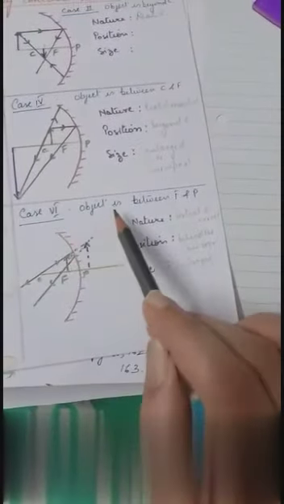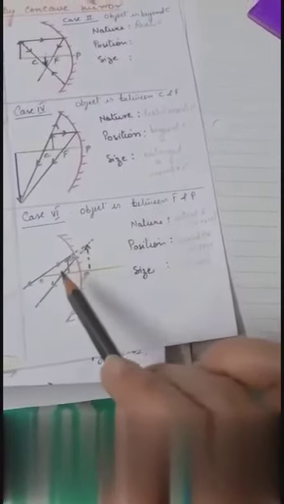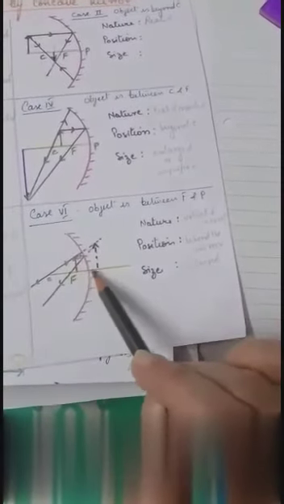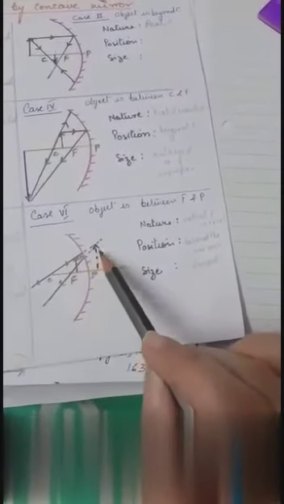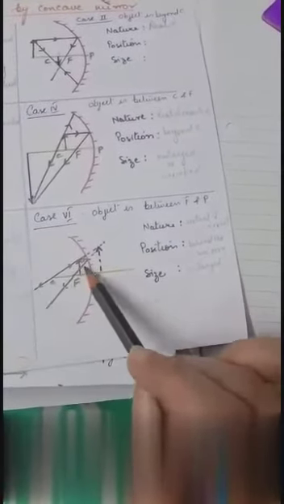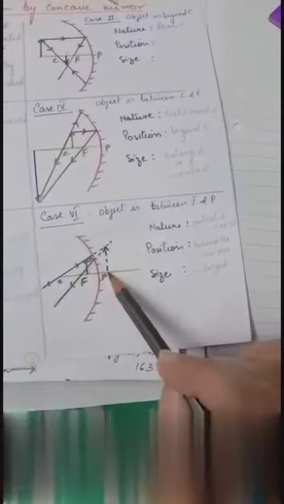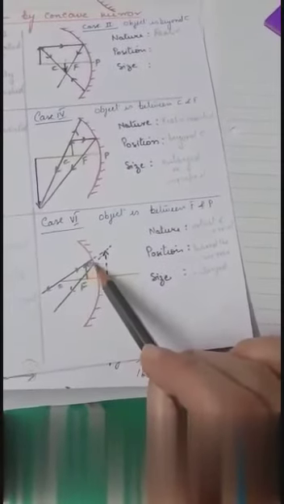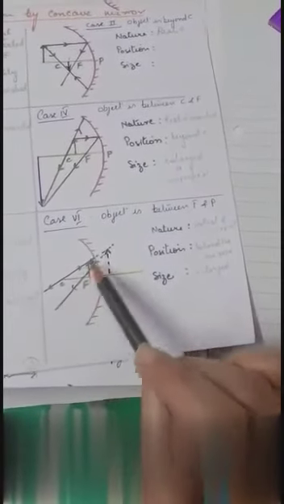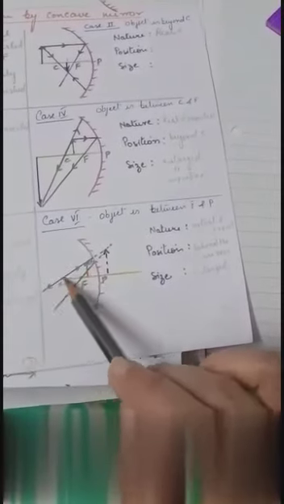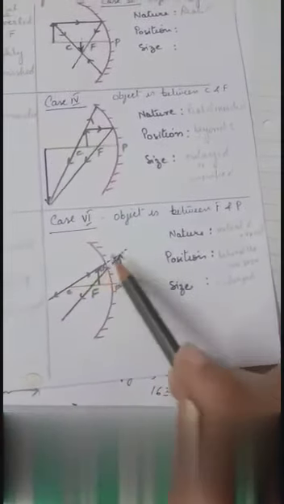Now coming to case 6, when object is kept between F and P. This is the case where we are not going to get real and inverted image as object is kept very close to the mirror. So a ray which is parallel passing from focus, a ray which is passing from C reflects back along the same path.